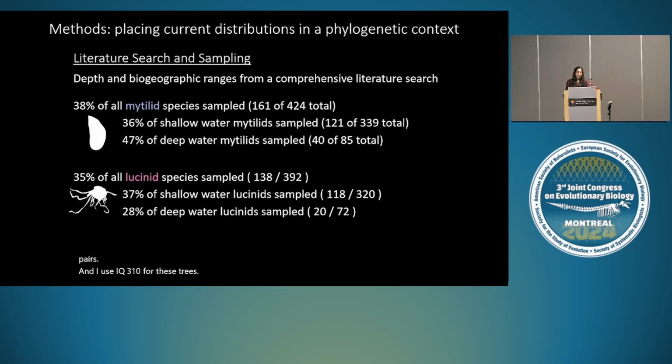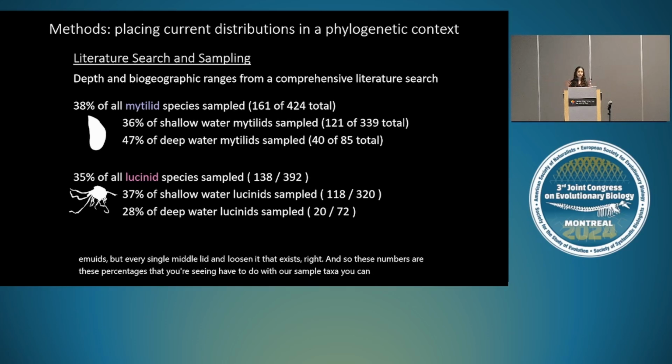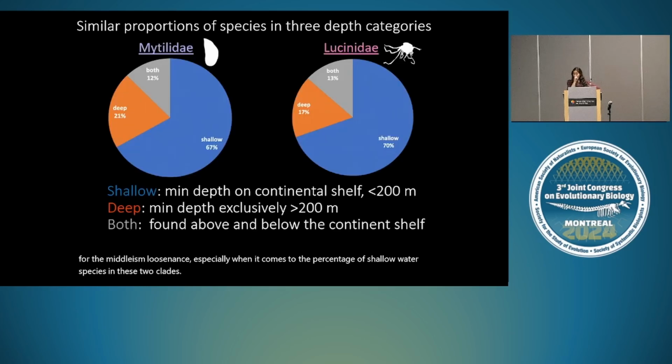And then the other major component of this study is an extensive literature search of the biogeography and depth ranges of not just the sampled mytilids and lucinids, but every single mytilid and lucinid that exists, right? These percentages that you're seeing have to do with our sampled taxa. You can see it's pretty even for the mytilids and lucinids, especially when it comes to the percentage of shallow water species in these two clades. But then when we consider all mytilids and all lucinids, we can see that, again, these are really similar distributions among shallow and deep waters for these two families.